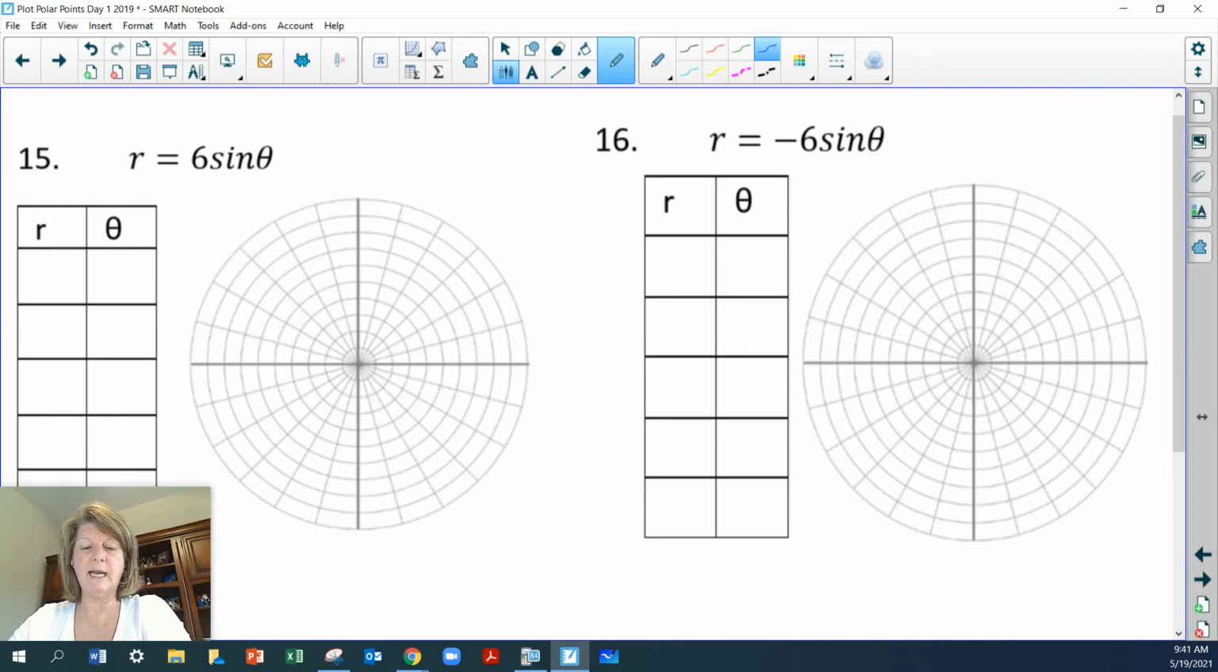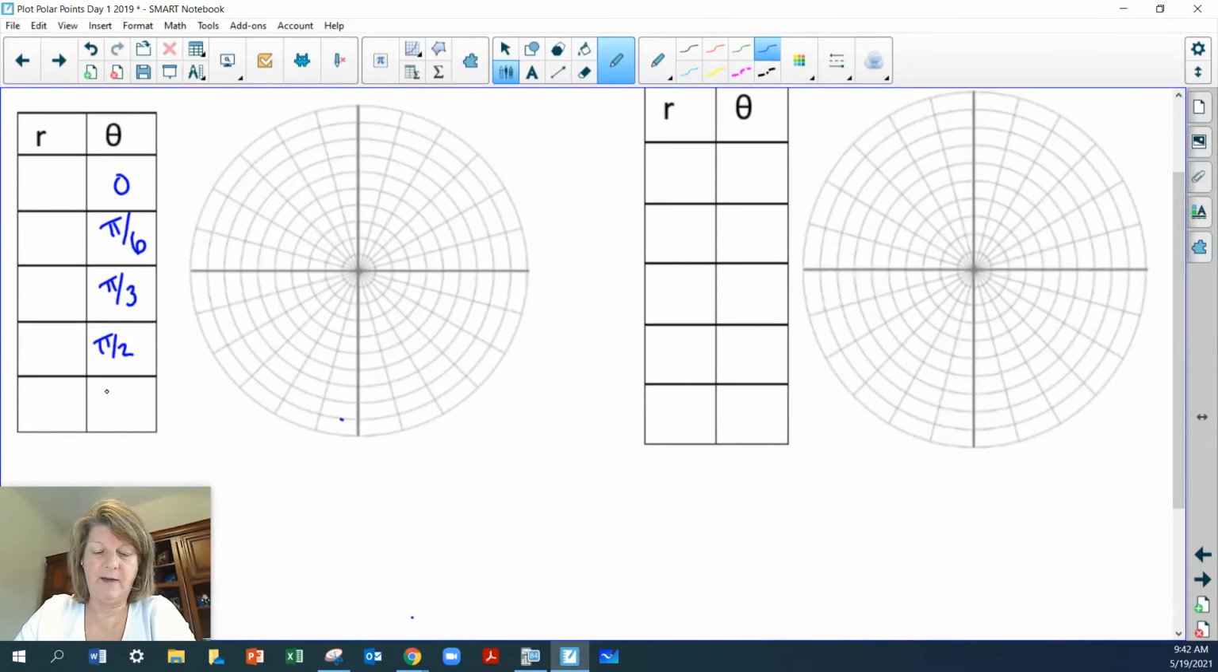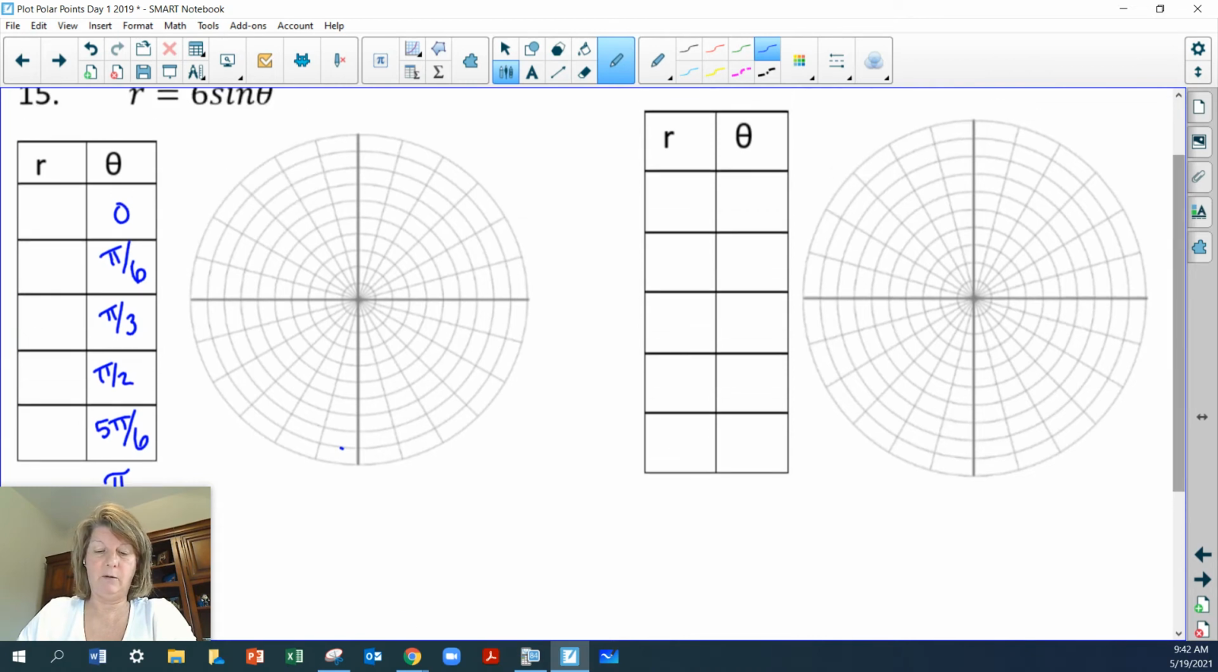So this is r equals 6 sine theta. I would probably start at 0. 0 is going to be my input, and maybe, you know what, pi over 6 isn't too bad. Maybe, well, pi over 3 we could do. Pi over 2 would be nice, wouldn't it? And then, you know what, I think I'm going to do 5 pi over 6. I'm running out of space. And then pi. I'm going to finish it with pi.